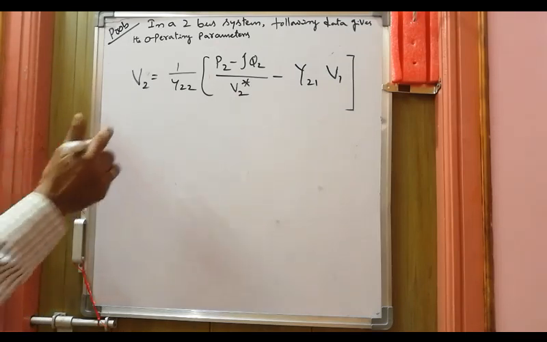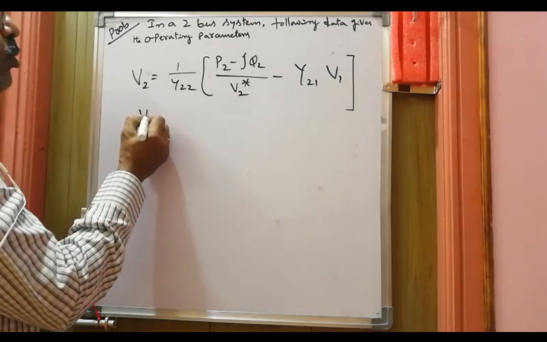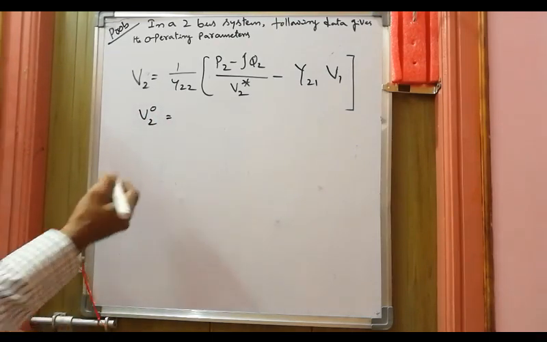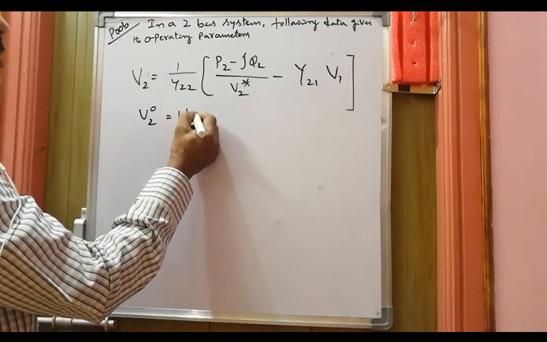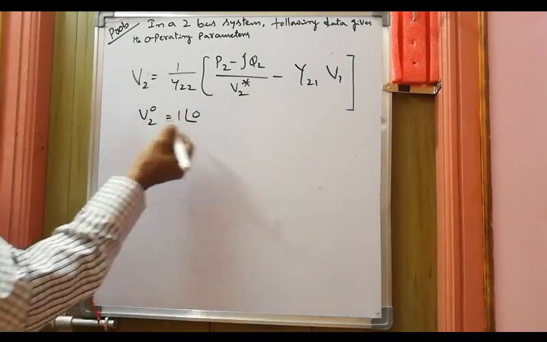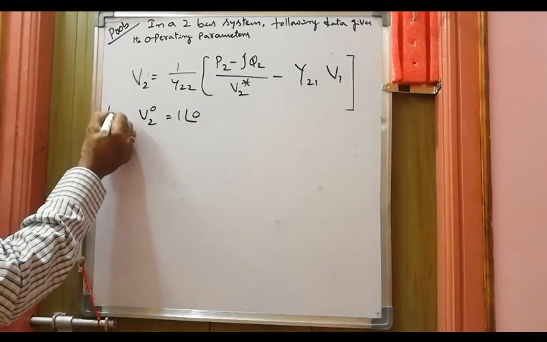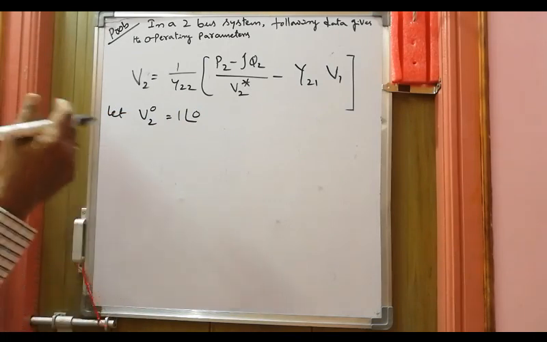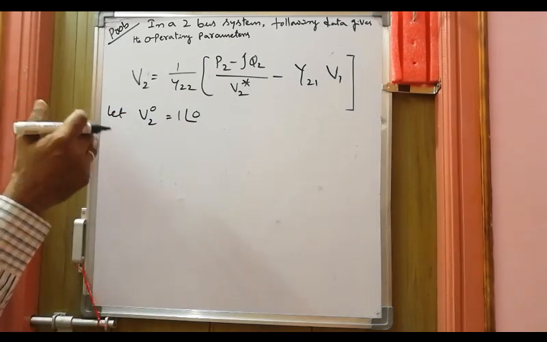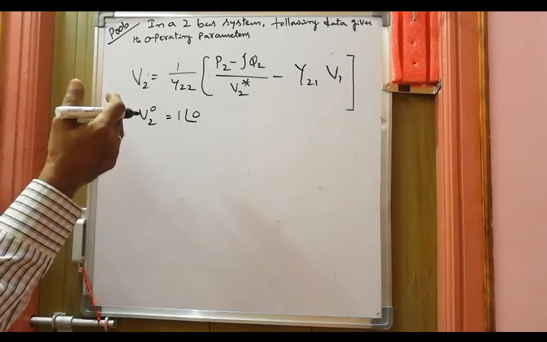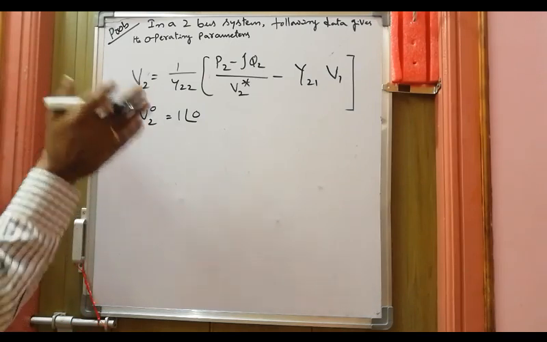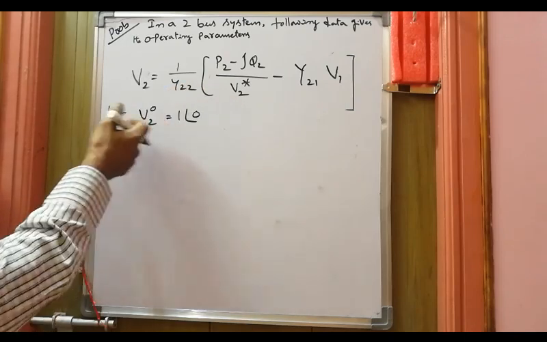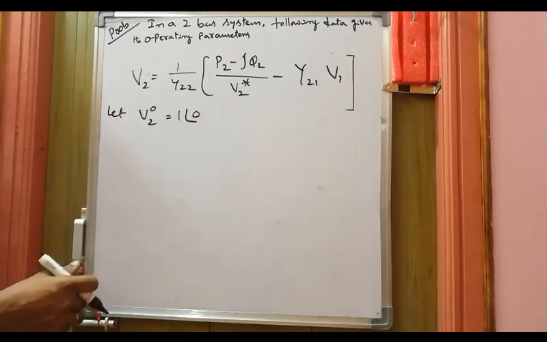So in this, V20 is to be assumed as, if nothing is given, you always take 1 angle 0. Like flat start, you are asked to take flat start if an n bus system is there. So except for slack bus, for all the remaining buses you can start with 1 angle 0. So same thing we are doing. Let V20 be 1 angle 0.